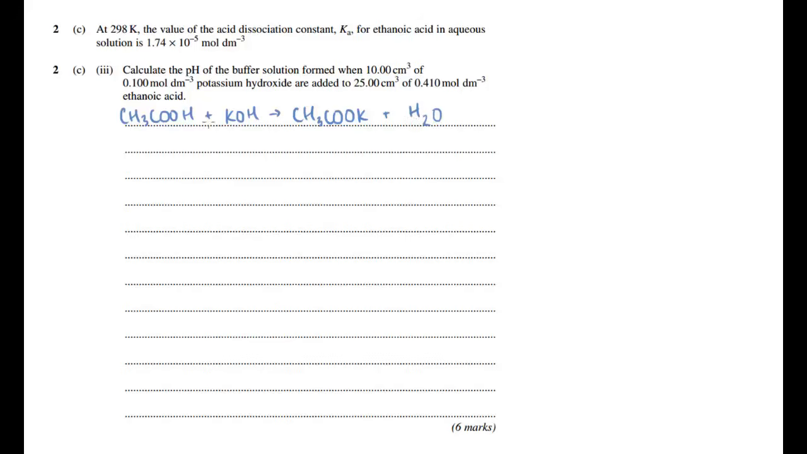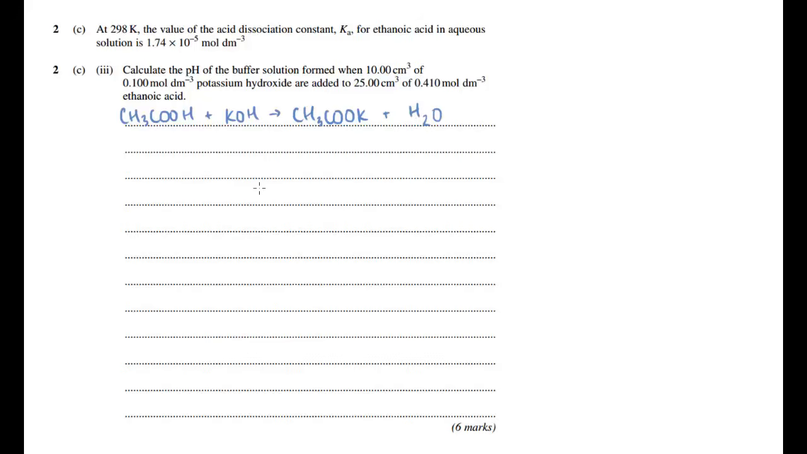Now, notice what I've got here. Obviously, this is the OH minus ion. This will just be my salt here, which of course dissociates entirely. Now, you end up with a mixture of acid and its salt, which is exactly what a buffer is. They won't always say calculate the pH of the buffer solution formed. It might just be calculate the pH of the solution when the weak acid is added to the hydroxide.